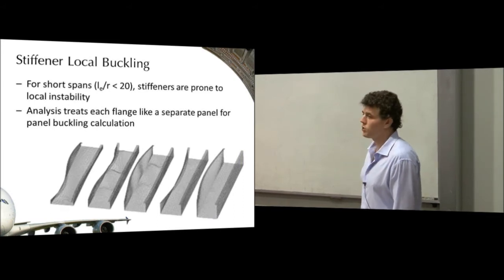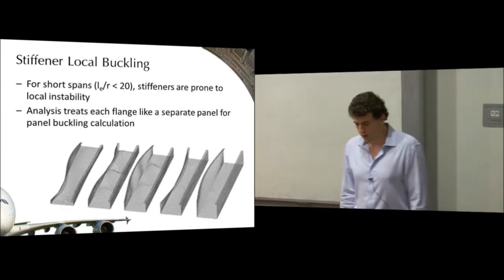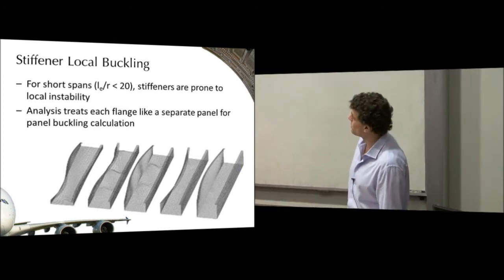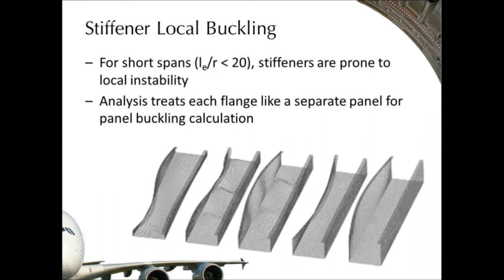Okay, so stiffener local buckling we handled last week. That's if there's short spans, then stiffener local buckling can be an issue. It's not only for this case, but it becomes more prominent when the slenderness ratio gets smaller, so as beams become more stout, I suppose you'd say.